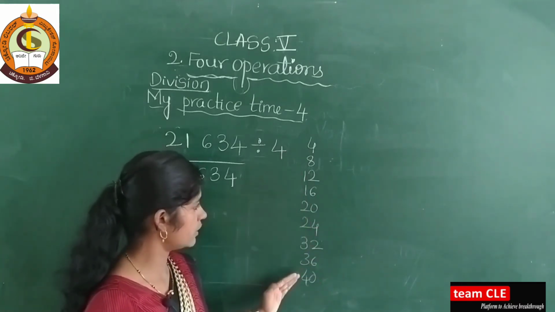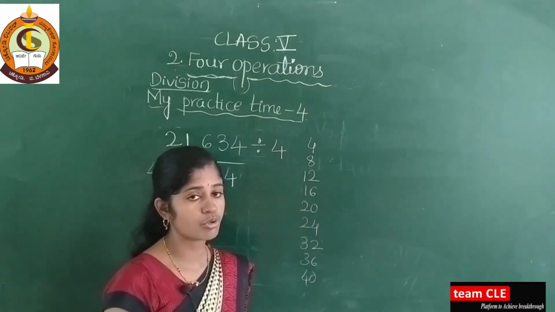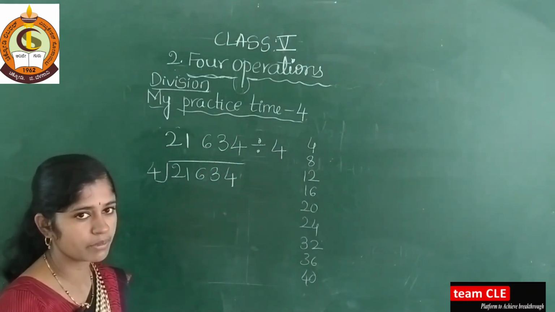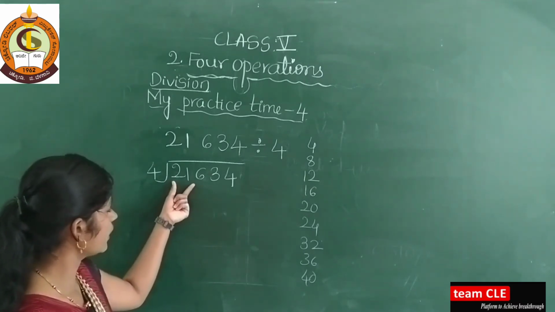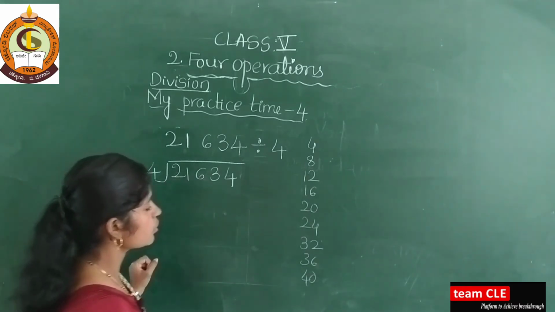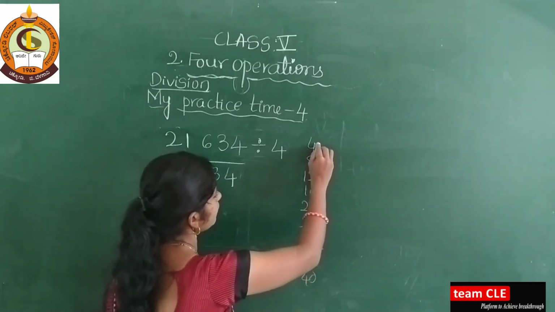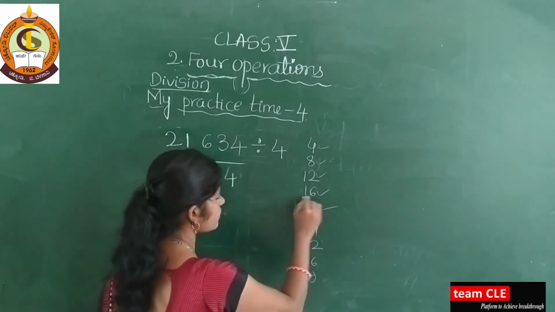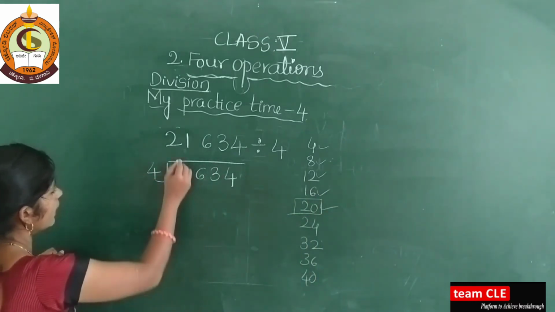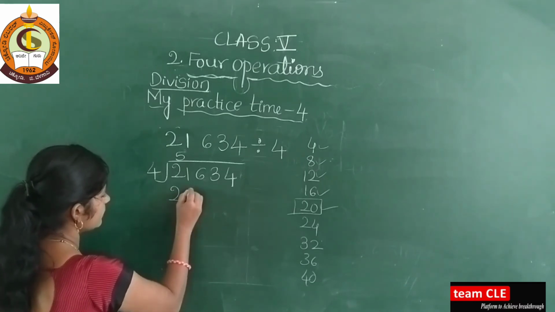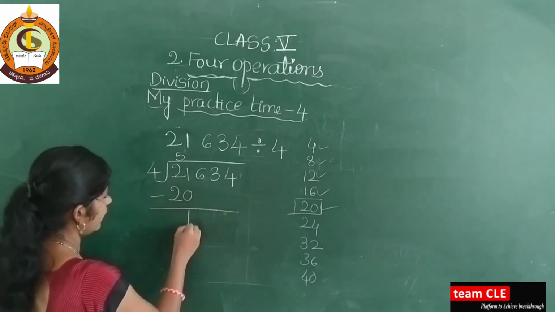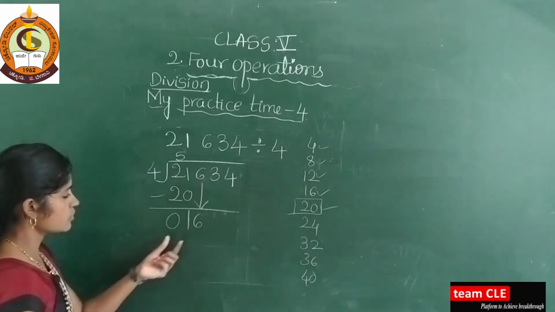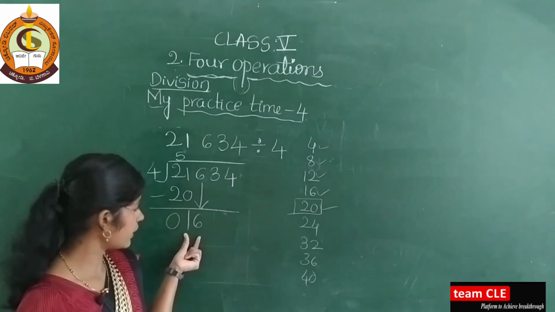21,634: that much big number is not there in this table, so I need to take one number. Here 2 is there. Tell me, is 2 there in the 4 table? No. Okay, so I need to take 21. Here, which digits are nearest small? 4, 8, 12, 16 and 20. All are small, but the nearest small is 20. So take 4 5s are 20. 1 minus 0 is 1, 2 minus 2 is 0. Again you take this 6 down. So how much is it? 16.